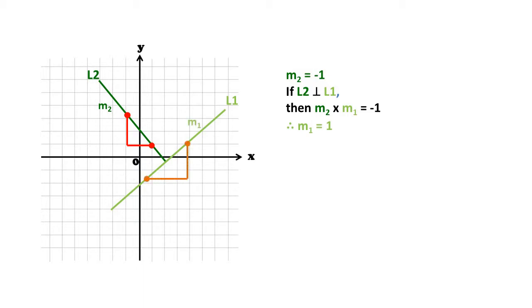Conversely, if we get both the slope of L1 and the slope of L2, we can determine whether they are perpendicular. The product of the slope of L1 and the slope of L2 equals negative 1. And therefore, L1 and L2 are perpendicular.